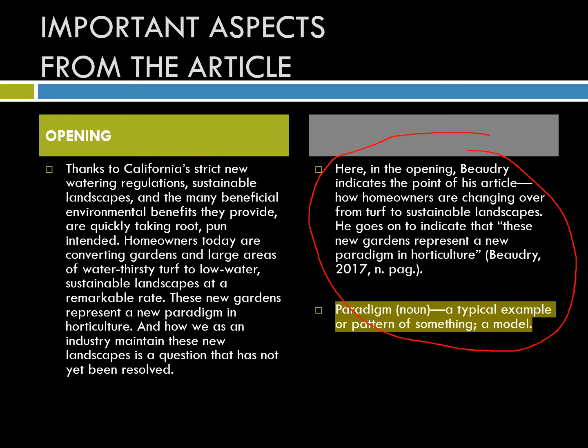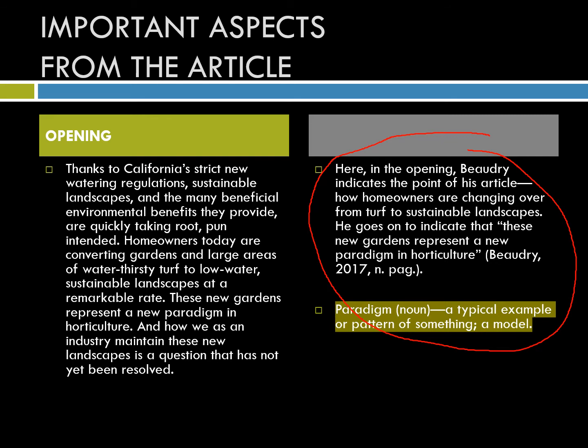Here in the opening, Beaudry indicates the point of his article. So he's telling us what his topic and his thesis is: how homeowners are changing over from turf to sustainable landscapes. And he goes on to indicate that, and I'm quoting, these new gardens represent a new paradigm in horticulture. And then I give you his name, year, and page. That's no pagination. That's just indicating there are no page numbers because it's an online publication.